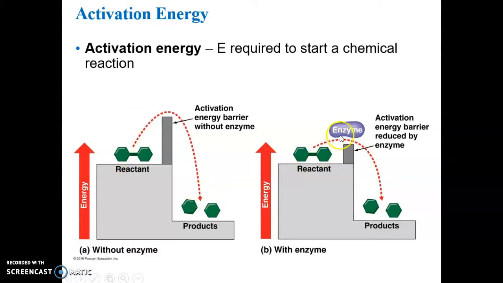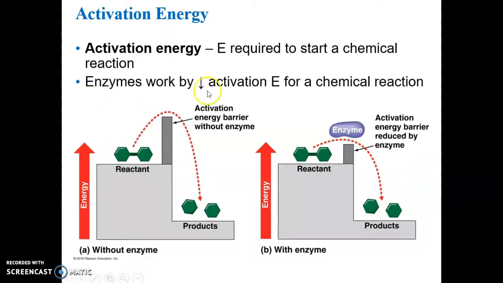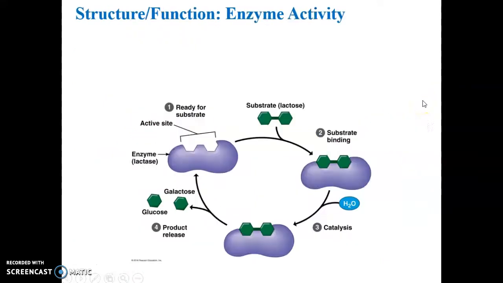All right. So the enzyme, all it does is latch onto the reactant or substrate molecule. In doing so, it reduces the activation energy so that the chemical reaction can occur usually much, much faster. Okay? So they reduce the activation energy required for a particular chemical reaction.